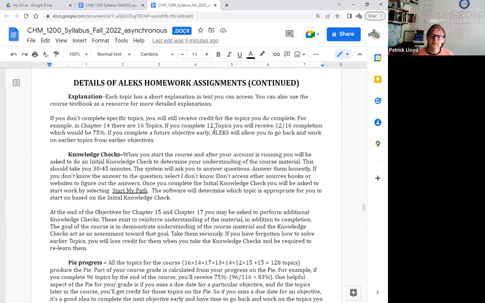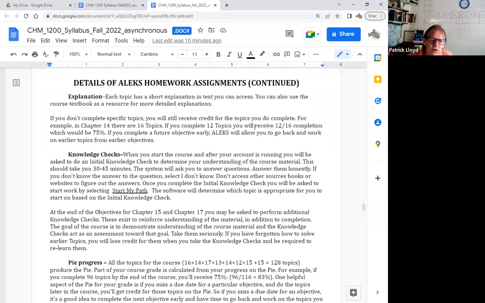Now, here's some details about the grading. Essentially, each homework assignment or objective has around 15 topics, right? So let's say that, for example, in chapter 14, there's 16 topics, and you end up completing 12 out of those 16. You're going to get credit for the 12 that you did. You just won't get credit for the 4 that you didn't complete, okay? So 12 out of 16, you get a 75 for chapter 14 for the homework, okay?